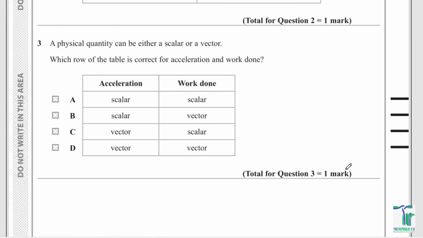Similarly, the third one is a very simple thing. It's just asking you about vector or scalar quantities. Everybody knows that acceleration is a vector and work done is a scalar quantity. So you just need to go with C.